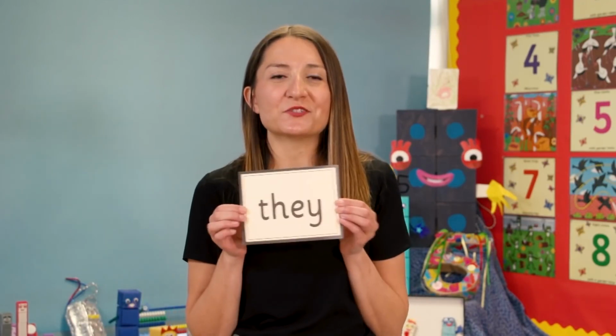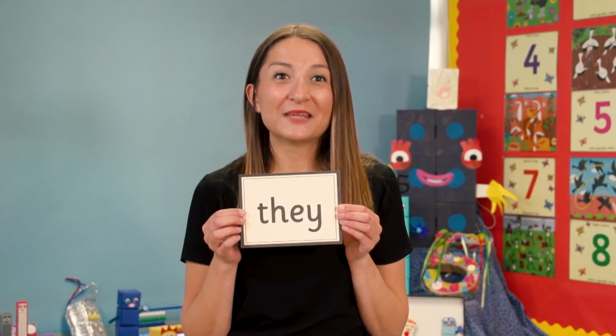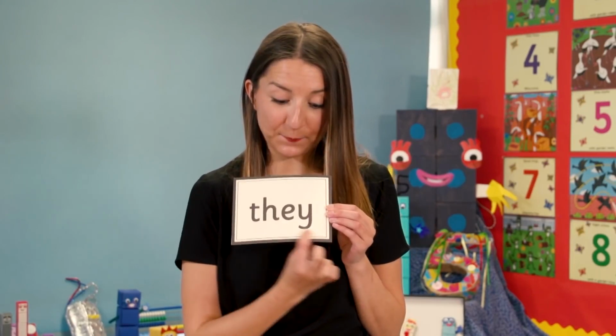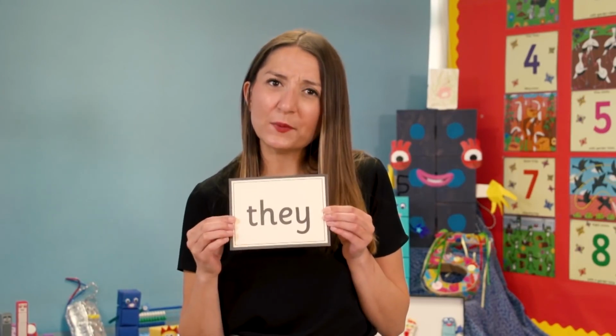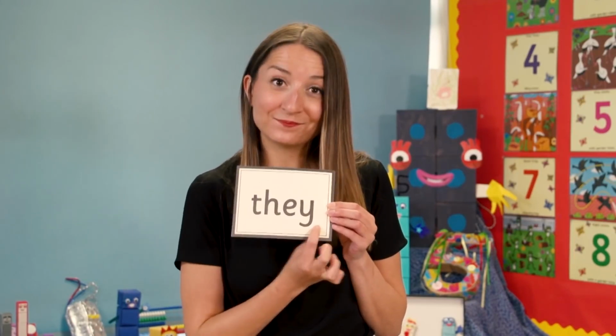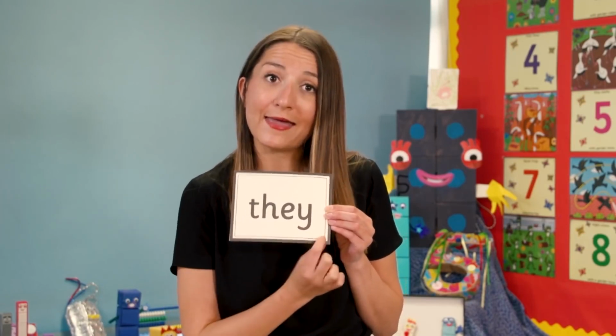We're now going to practice reading the tricky words they, no, go. Now, I know you know how to read this tricky word. Can you remember the tricky bit? Yes, the tricky bit is ey says ay. Can you read the word? Let's read it together. Ay, they. Well done.